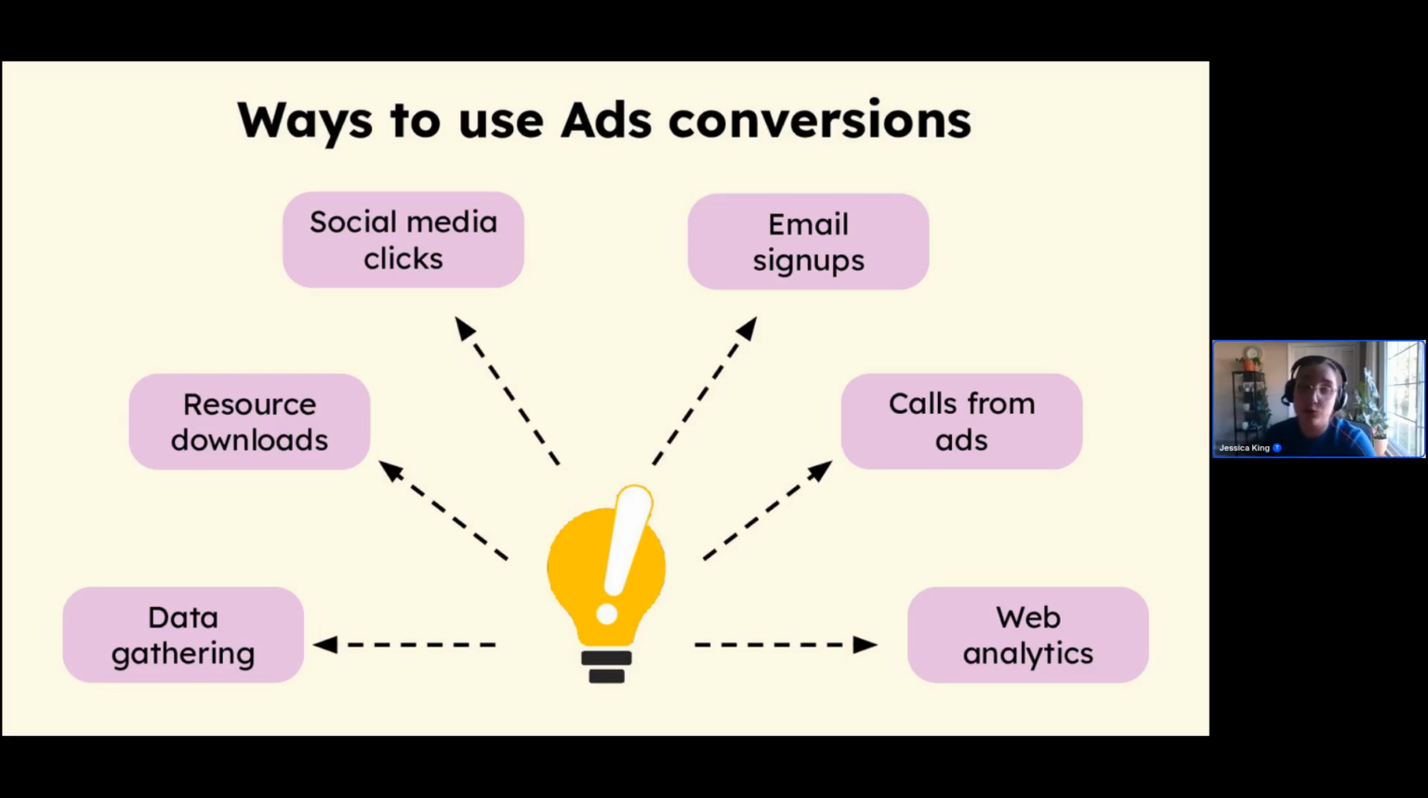Calls from ads is another huge one. I find that local organizations are typically the ones who do this. One of our clients is an animal shelter in South Carolina. They like calls from ads as their primary metric for success. So that can be a really useful one. I think thrift stores would be another one where calls from ads can be useful. So lots of different ways to use conversions.